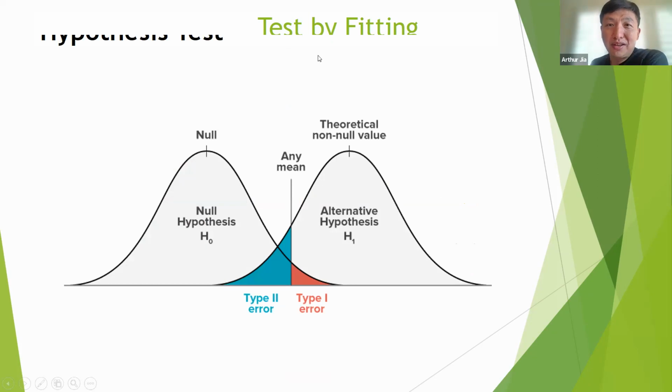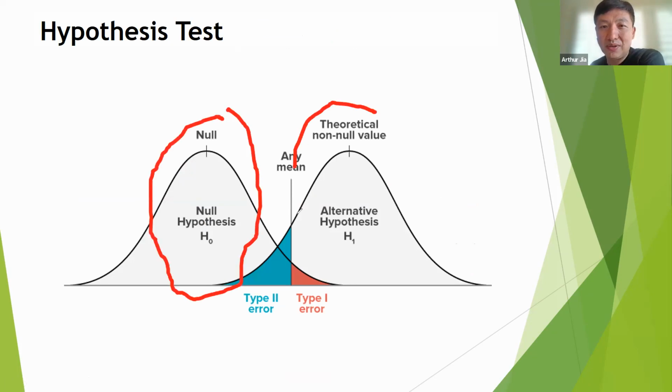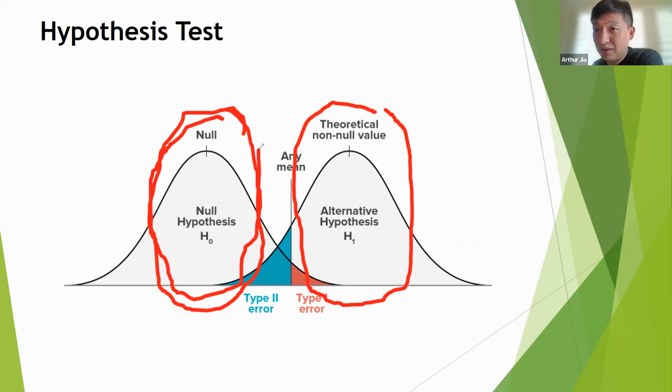All right, the same thing here, right? When we do hypothesis testing, we have two distributions. One is the null distribution for the null hypothesis, and the other one is the alternative distribution, which is based on the alternative hypothesis. We only test this one and it gives us the answer, right?